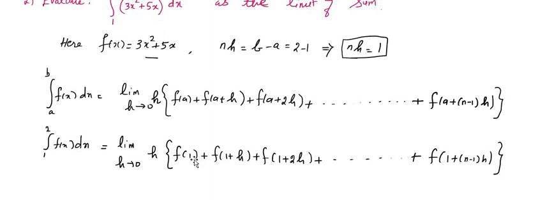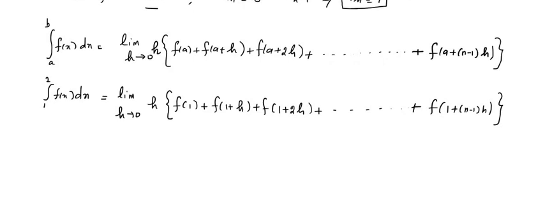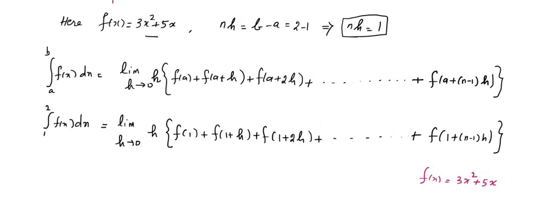Now we have to find the value of each term: f of 1, f of 1 plus h, f of 1 plus 2h, and just replace here. Understood? See what we get? We'll get f of 1. In the rough work we will work out, then I will be substituting here. Here we know what is f of x. In our question, f of x is equal to 3x square plus 5x. Am I right? Yes, f of x is equal to 3x square plus 5x. That is f of x.